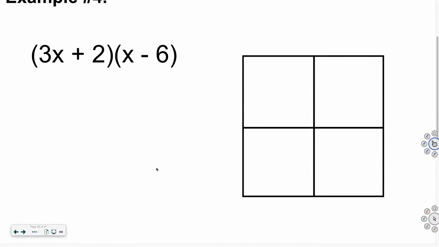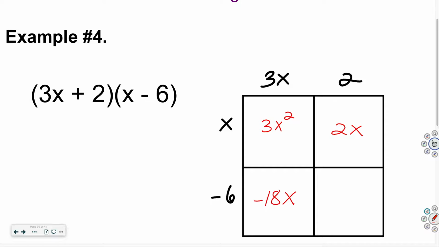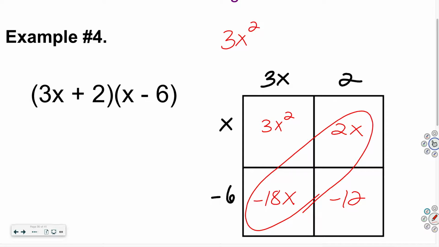All right, up next, we have 3x plus 2 times x minus 6. So using our punnet square here, 3x and 2, x and minus 6. We end up with, in this box, 3x squared, 2x, negative 18x, and then negative 12. And then we'll add these two values together. We end up with 3x squared, negative 18 plus 2 is negative 16, and then minus 12.